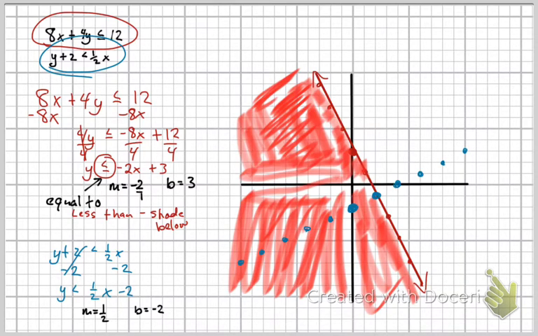Now this equation is not equal to, so I need to use a dashed line. I'm going to put my arrows on the ends. And the second thing is this equation is less than. Same as the first one, which means we're going to shade below. So I'm going to come to my blue line. I'm just going to pick a point that's a little bit below it, and I'm going to start coloring.